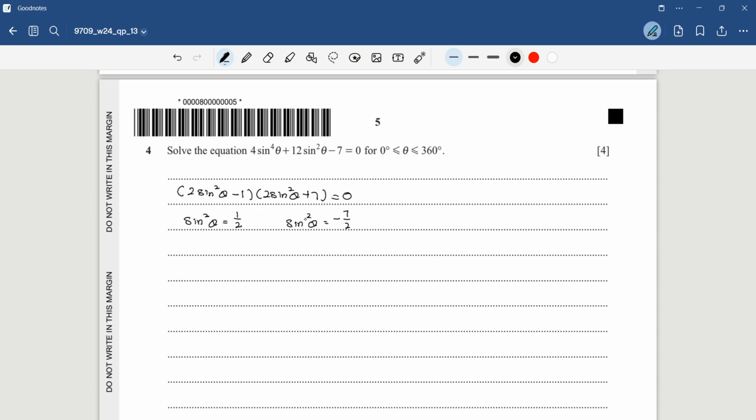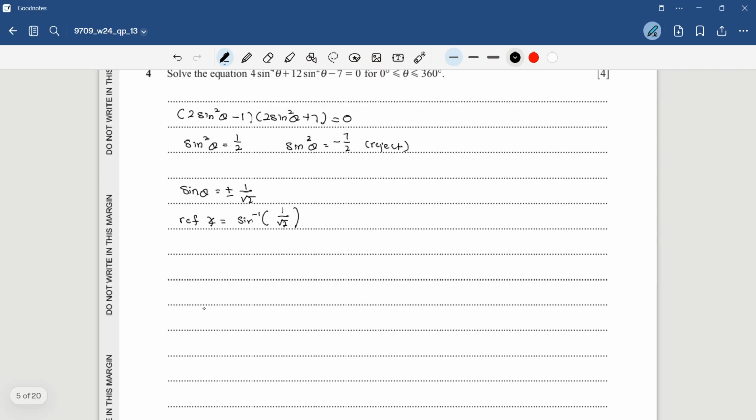So sine square, so it is square, so you bring here becomes square root. So negative square root is not possible. Therefore, this one we reject. You need to continue. Whereas for this, it's going to be sine theta will be plus minus 1 over 2. Always remember when you bring the square to another side, square root, it will become plus minus. Okay, so I find the reference angle first or acute angle. So my reference angle will be shift sine or arc sine 1 over 2. And this is in degree, so make sure your calculator is in degree mode. Therefore, my reference angle will be 45 degree.